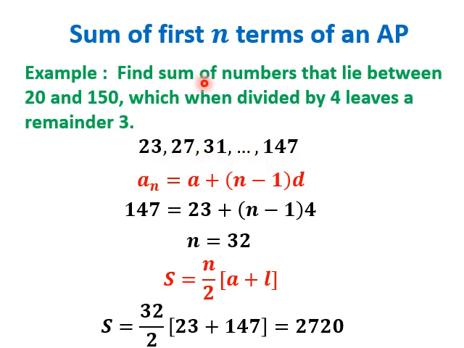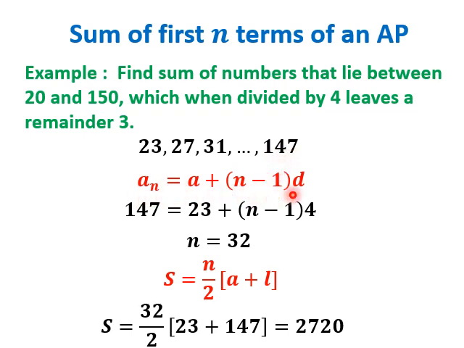Now the question is to find the sum of numbers. So we want to sum all these numbers, and we have to use this formula: S equals n by 2 (a plus l). So a is known as 23, l is 147, but we don't know the number of terms in this series. That also needs to be found out, so we will use this formula for that.